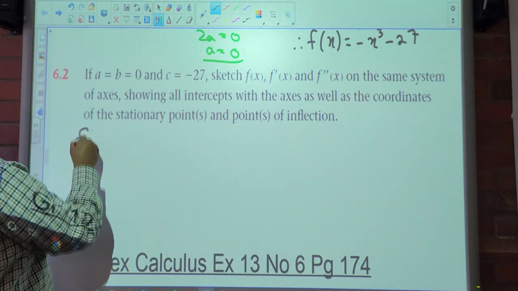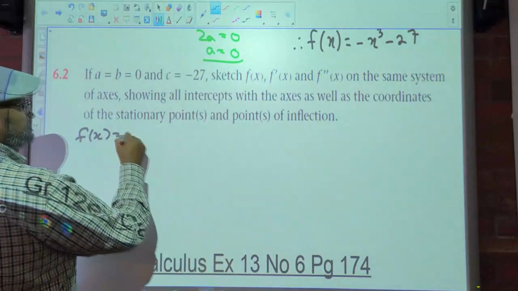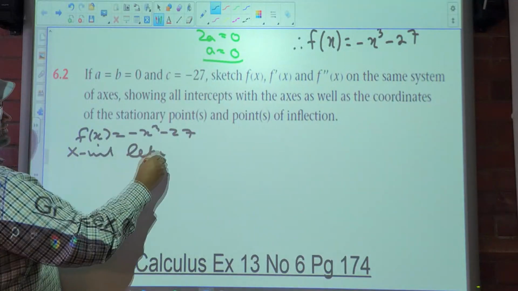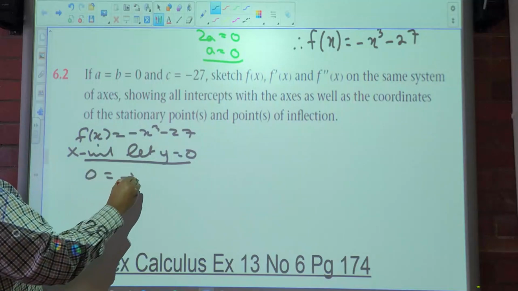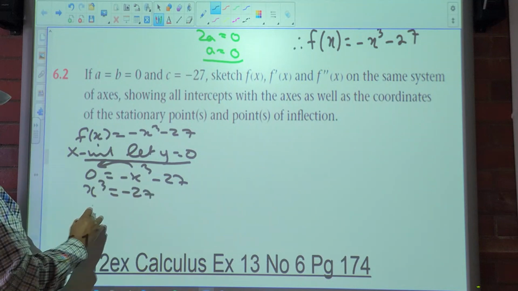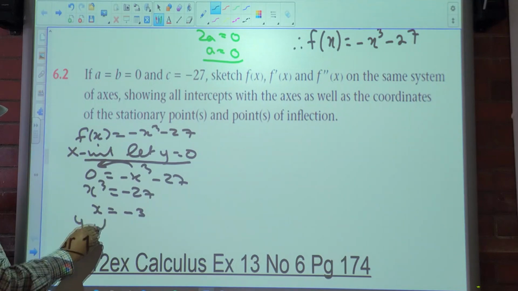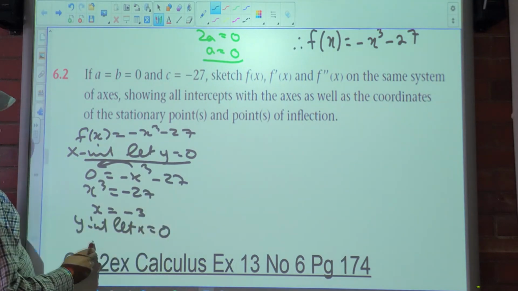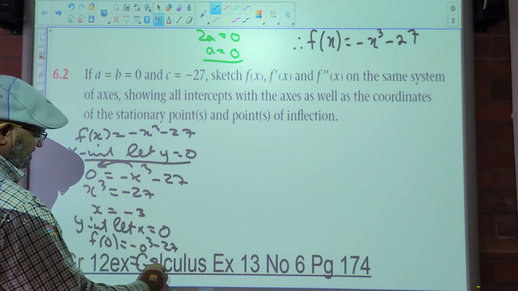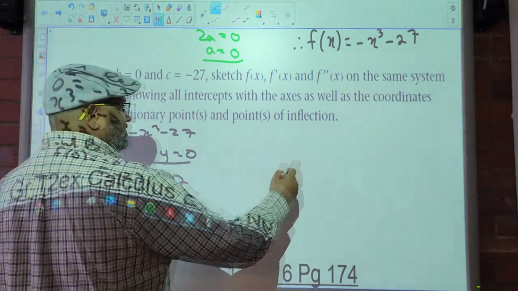So if we look at the function, we know that f of x is equal to negative x cubed minus 27. So for our x-intercept, what do we do? Let y equal to 0. So 0 is equal to negative x cubed minus 27. Take it over the equal sign. So x cubed is equal to negative 27. So x is equal to negative 3. We take the cube root. Y-intercept, let x equal to 0. So we have f of 0 equals negative 0 cubed minus 27, which is negative 27. Then we draw.